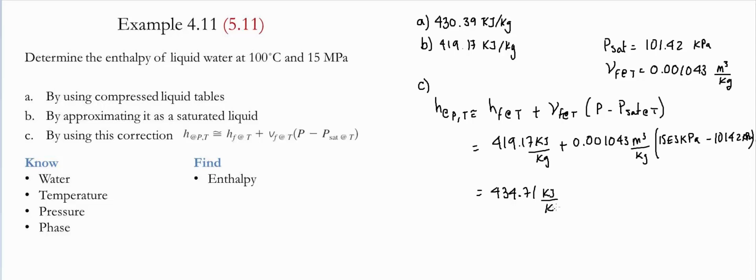kilojoules per kilogram. By comparing the values, we said the value of A is the exact solution. The value of B is an approximation that only takes into account the temperature of the process. This gives us about a 2.6% difference. If we use the correction, which includes the pressure of the system, we find that the difference is about 1% from the exact case.